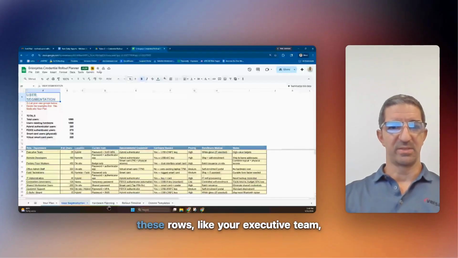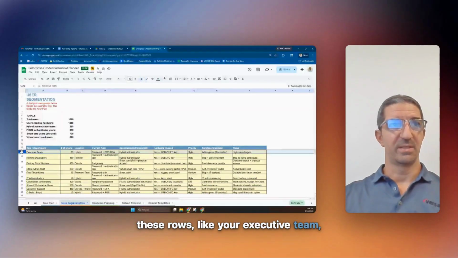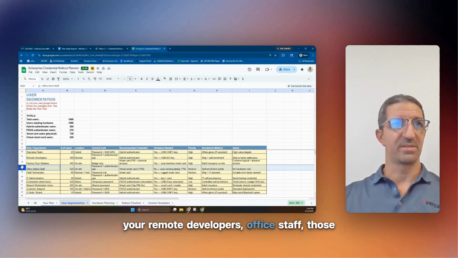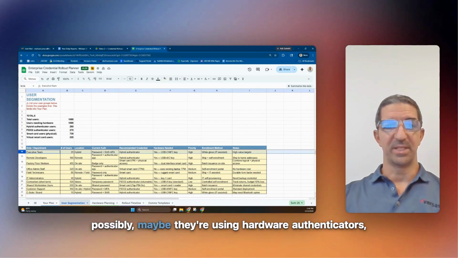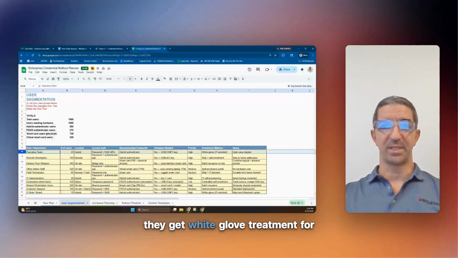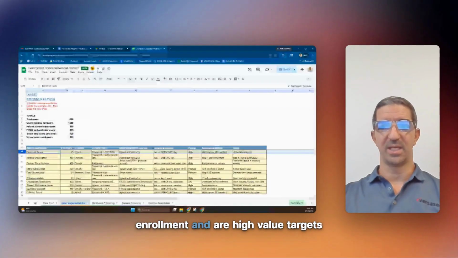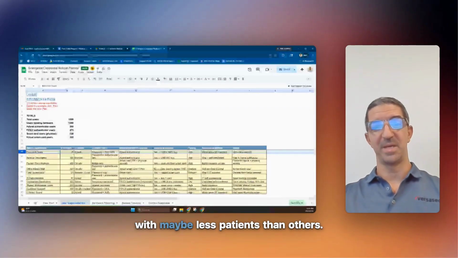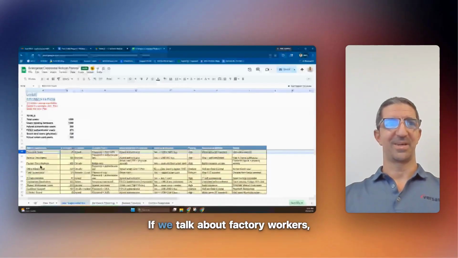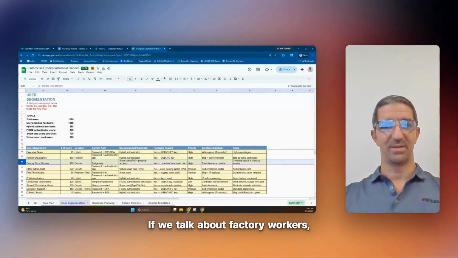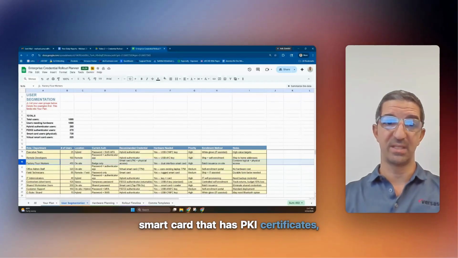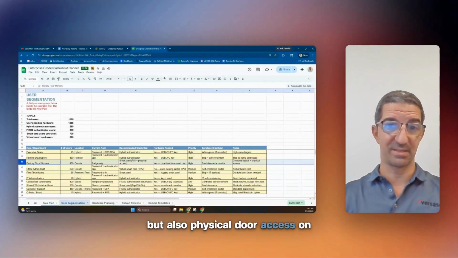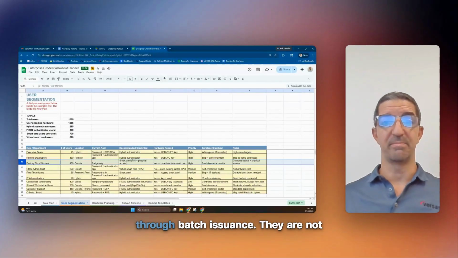So let's look at some of these rows, like your executive team, your remote developers, office staff. Those are some examples we've put in here. So executives are high priority, possibly. Maybe they're using hardware authenticators. They get white glove treatment for enrollment and are high value targets with maybe less patience than others. If we talk about factory workers, they may have a dual interface smart card that has PKI certificates, but also physical door access on one card. It may be done through batch issuance.